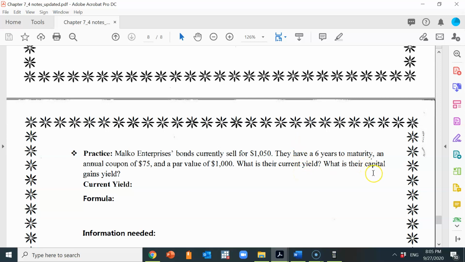For capital gains yield, again, it's hard to calculate it by using its definition because it's hard to calculate the bond price after a year. However, you could calculate yield to maturity for the bond first and then subtract current yield to get capital gains yield. Please pause the video and try to work on this question on your own. After you finish, you could resume and let's look at the answer together. Otherwise, you could keep pausing the video.